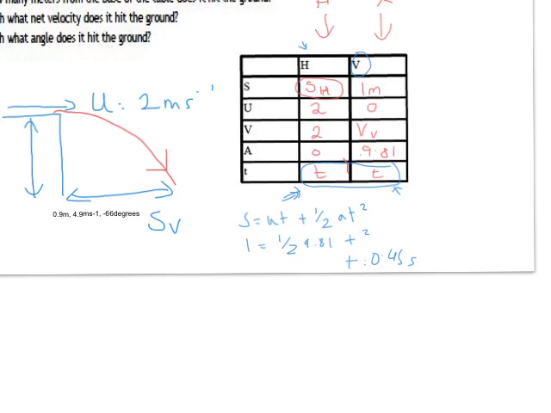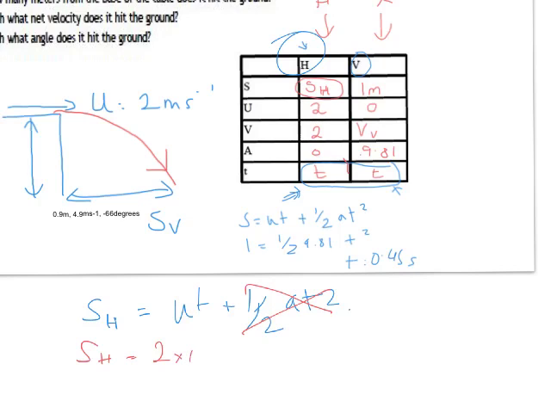Now once we have time, we can go back and use the same relationship, but this time using the information in the horizontal column. So horizontal displacement equals ut plus half at squared. But this time, because acceleration is 0, we can cancel out this side, and what we end up with is the horizontal displacement is equal to 2 times 0.45, which is 0.9 meters, which is our answer.